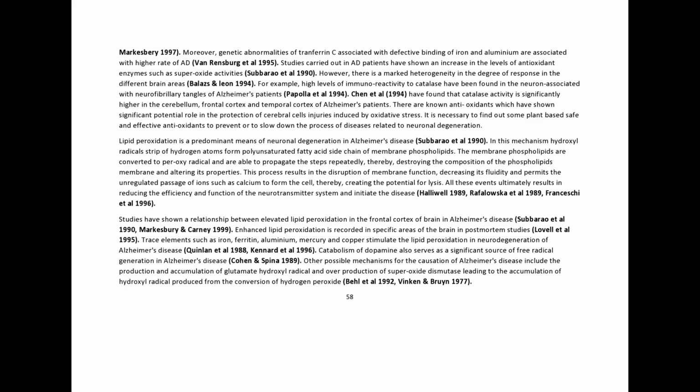Catabolism of dopamine also serves as a significant source of free radical generation in Alzheimer's disease, Cohen and Spina 1989. Other possible mechanisms for the causation of Alzheimer's disease include the production and accumulation of glutamate, hydroxyl radical and overproduction of superoxide dismutase, leading to the accumulation of hydroxyl radical produced from the conversion of hydrogen peroxide. Bell et al. 1992, Vinken and Bruyn 1977.